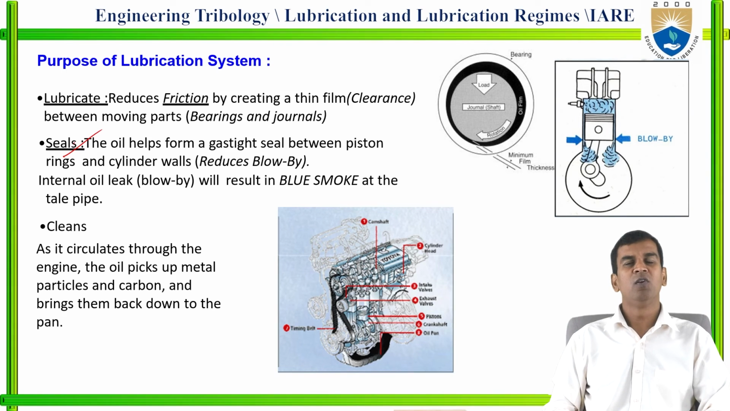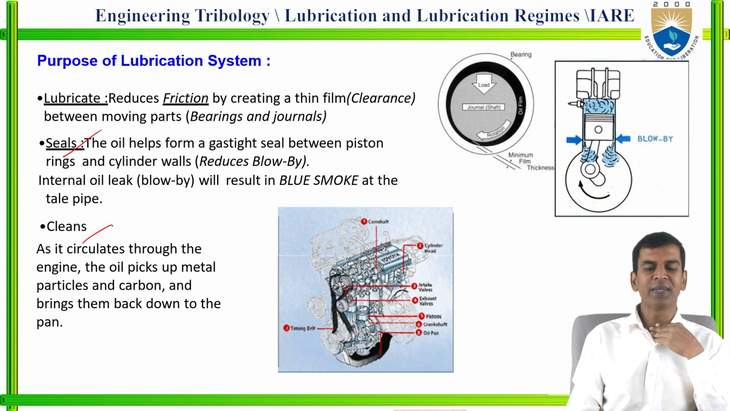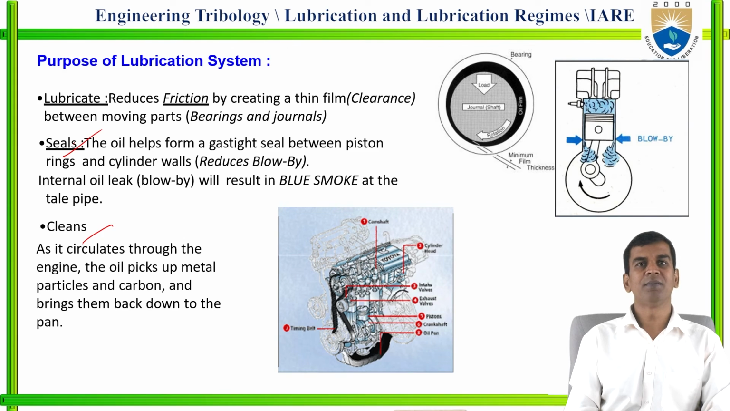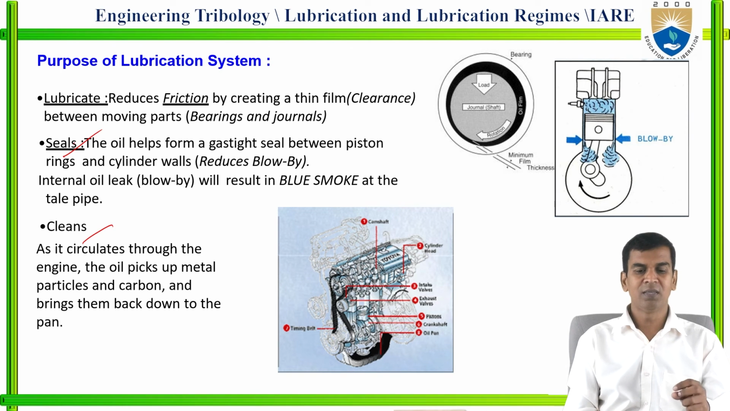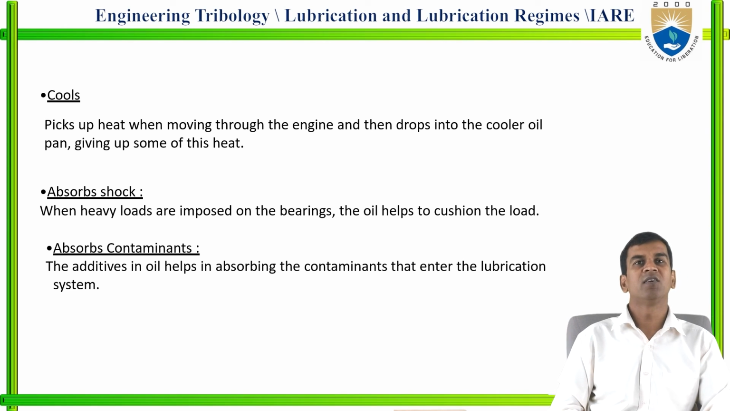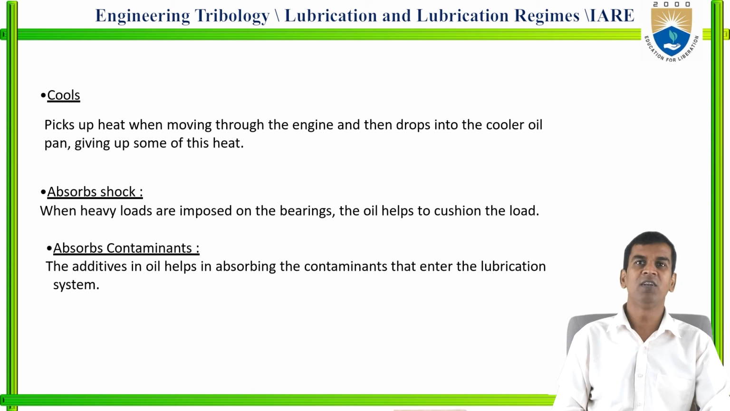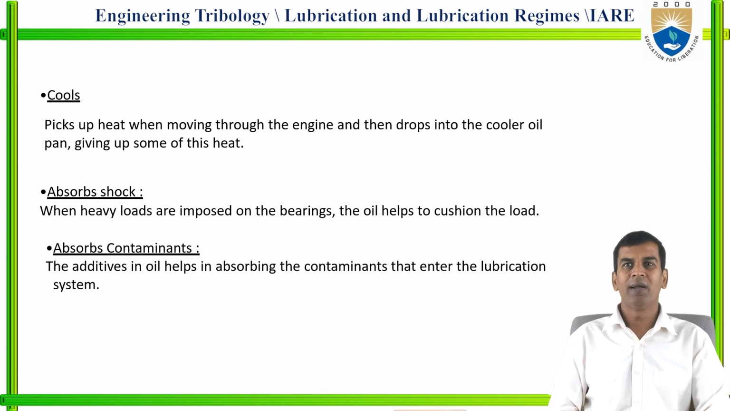And sometimes lubrication also acts as a cleaning agent. As lubricant circulates through the engine, the oil picks up the metal particles and the carbon and brings them back to the pan. Lubricant is acting as a cleaning agent. Sometimes it acts as a cooling agent. It picks up the heat when moving through the engine, then drops to the cooler oil pan and gives up some of this heat. Sometimes it acts as a shock absorber when heavy loads are imposed on the bearings. The oil helps to cushion the load.